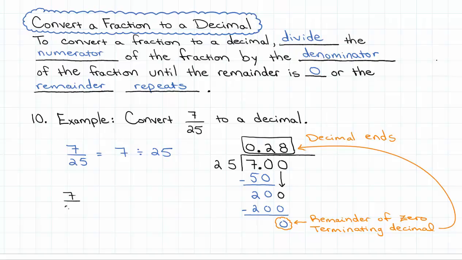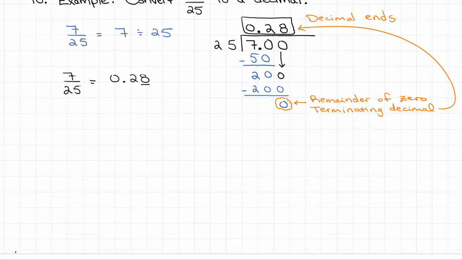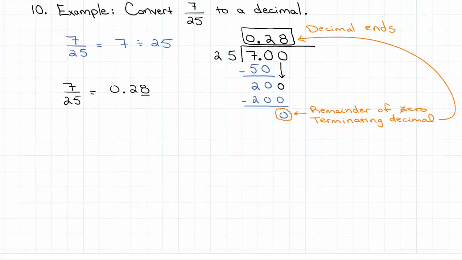So 7 over 25 is equal to 0.28, or another way to say this is, remember, the 8 is in the hundredths, so we could say 28 hundredths. So 7 parts out of 25 parts is the same as 28 parts out of 100 parts. It's another way to think about it. All right, let's do one more example here.